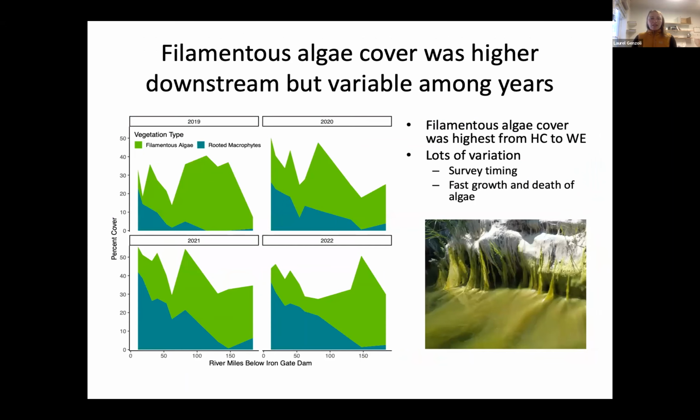All right, I'm going to shift gears now to talking about filamentous algae cover. And we don't see as clean of patterns with filamentous algae in our surveys as we did with rooted aquatic macrophytes, but we do see that it tends to be highest in cover downriver between Happy Camp and Witchpeck. But the interannual variation is likely due to an issue with survey timing, where some years we're capturing patterns in algae when it's growing and really vibrant and fresh, and other years we're catching it after it's already senesced. So we're catching less coverage because we surveyed too late.